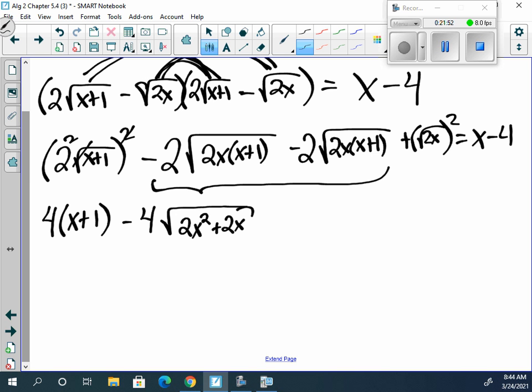Because I'm a little hesitant on doing multiple steps all at once because it gets a little bit confusing. Okay. Now we have the square root of 2x squared. Well, those will cancel, leaving me with plus 2x equals x minus 4. So even though we had 3 square roots, we're at pretty much the same spot we were on the last problem. We are now down to 1 square root.